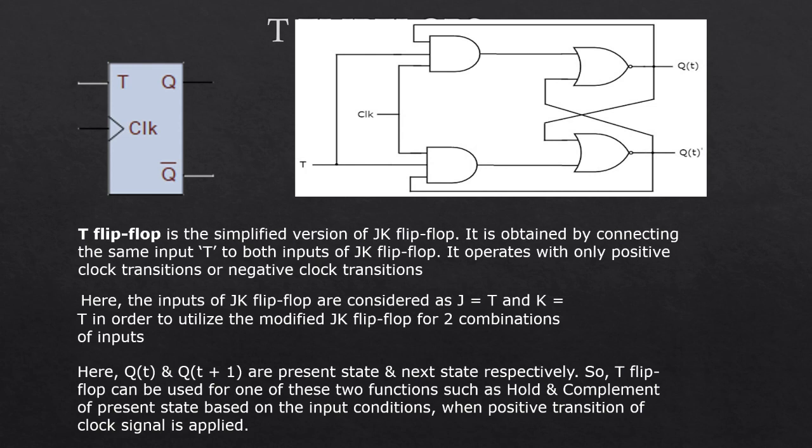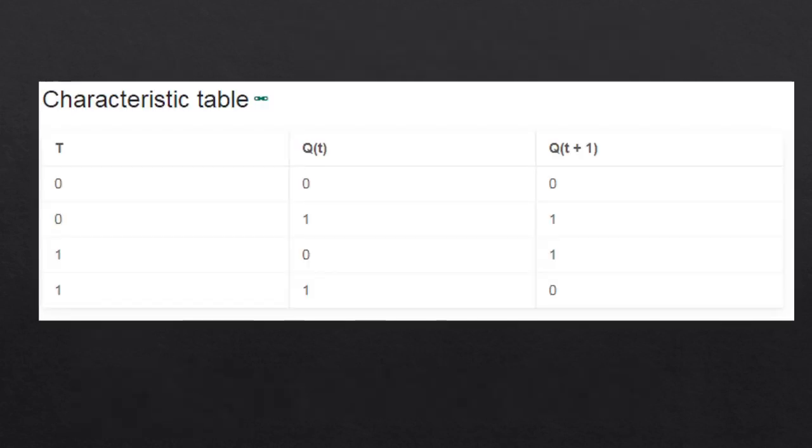In order to utilize this modified JK flip-flop for two combinations of inputs, the outputs Q of T and Q of T plus 1 are the present state and next state respectively, and so the T flip-flop can be used for one of these two functions, such as hold and complement of the present state when a positive transition of the clock signal is applied. Here we have the characteristic table which includes the inputs, which is T for both J and K, and we also have the present state and the next state, which are Q of T and Q of T plus 1.